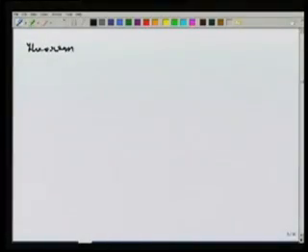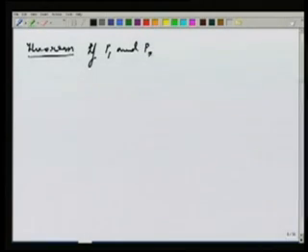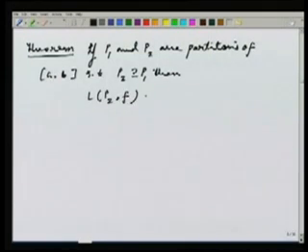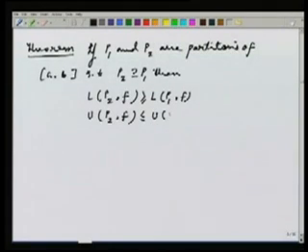So this is our first theorem. If P1 and P2 are partitions of AB such that P2 is a refinement of P1, then LP1F is less than or equal to LP2F, and for UPFs the relation actually changes: UP2F is less than or equal to UP1F.